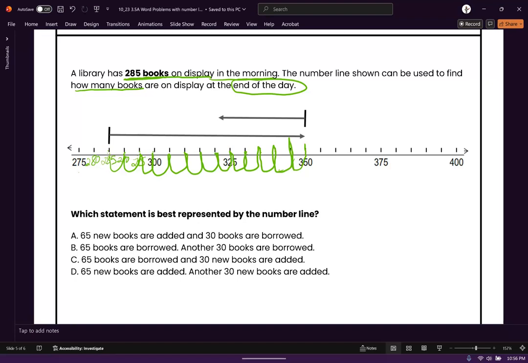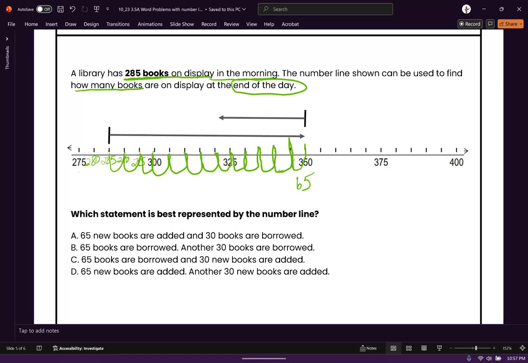65. Okay. So from 285 to 350 is 65. Okay, so we know that's how many books they had on display in the morning, and at the end of the day, they had 65 more. Okay.